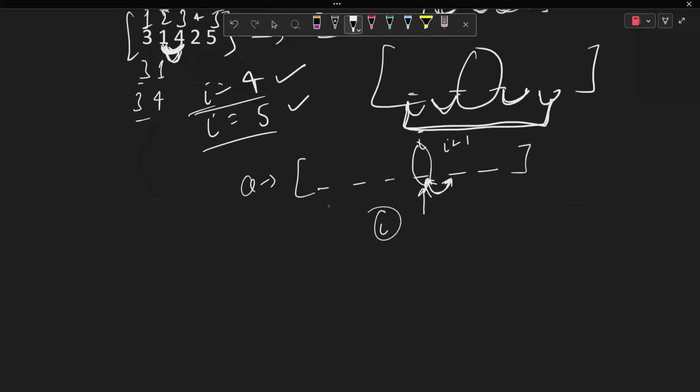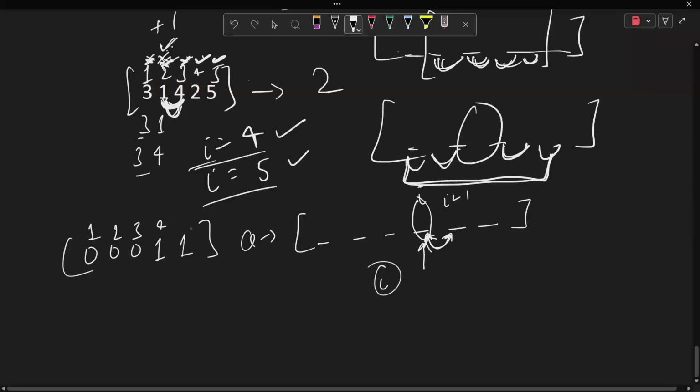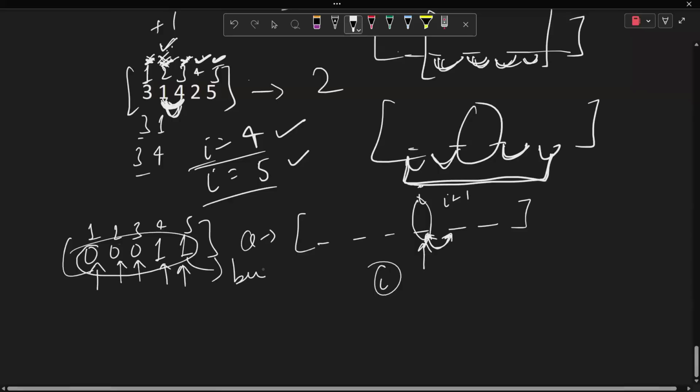So we can just store for each I. Initially we stored for each I a cross or a tick. We can also store it as 0 1 0 0 1 1 1. It shows that for I equal to 1, the condition was not valid. I equal to 2, not valid. 3, not valid. For I equal to 4, it was valid. For I equal to 5, it was valid. So if you store it like a 0 1 array and then take the sum of this, it would give our beauty. Okay, so this is one way of storing.